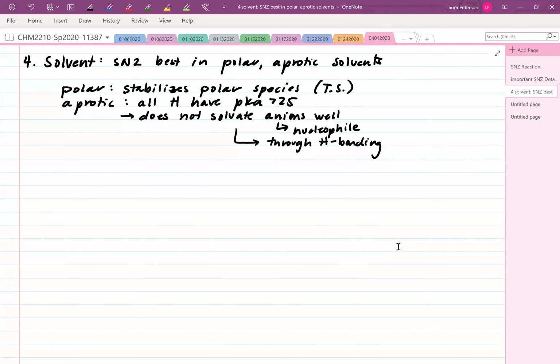Okay, sorry about that. So what I was saying was the aprotic solvents, they do not solvate the anions well, okay? And the anions are nucleophiles, okay? And the way that the solvents could potentially solvate our anions would be through hydrogen bonding, okay? And so we don't see these hydrogen bonding interactions with aprotic solvents, okay? And that keeps the nucleophilicity high, okay? So let's just make a note with that. Keeps nucleophilicity high.